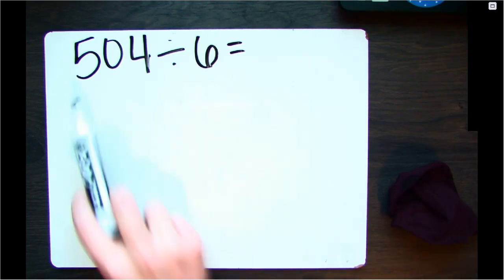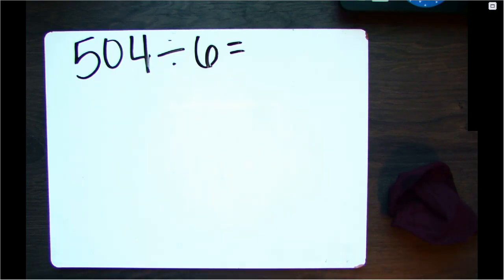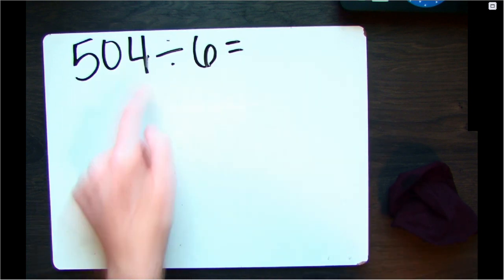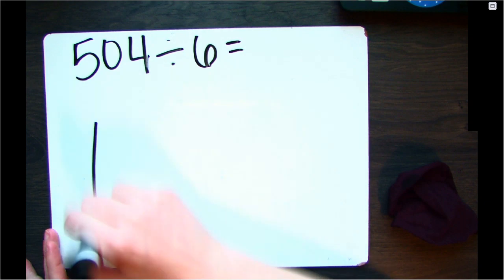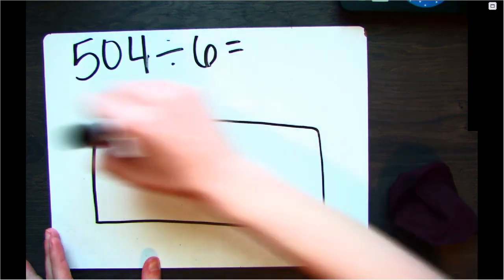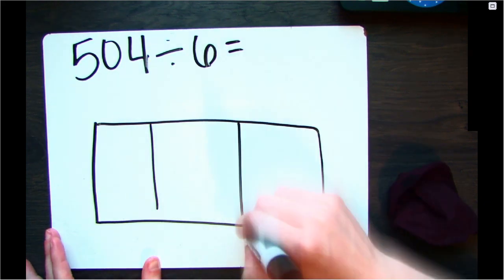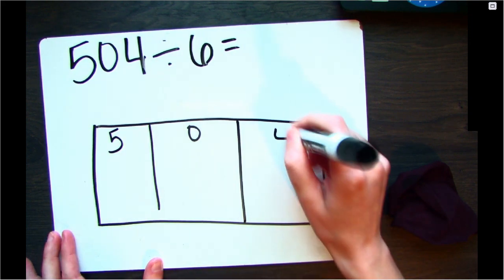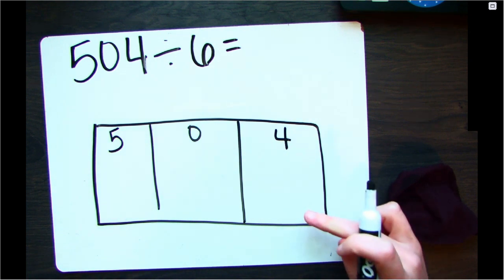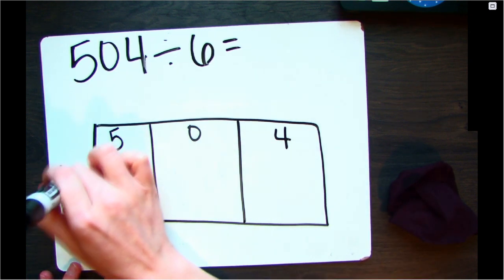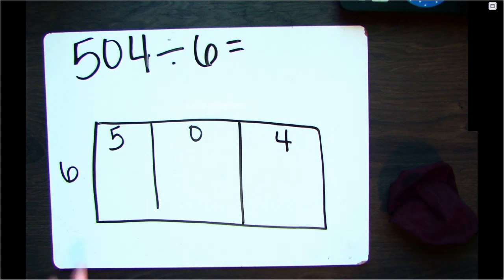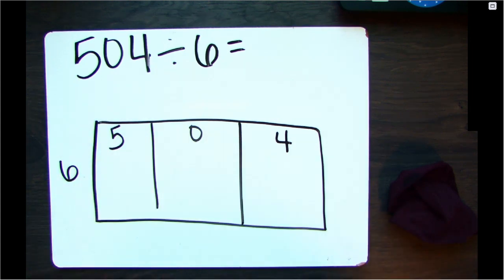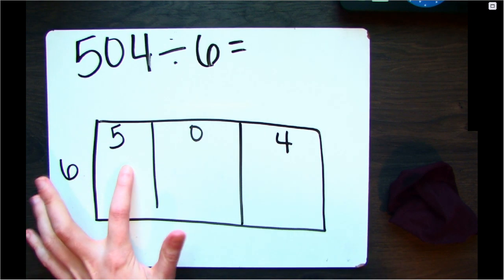Let's try 504 divided by 6. So again, because 504 has 3 digits, I need to draw a box that has 3 spaces. Now I'm going to write 504 inside the boxes. And then I'm going to write the 6 over here outside the box. So I'm trying to figure out how many times 6 can go into 5 and then into 0 and so on. So let's start at the beginning.